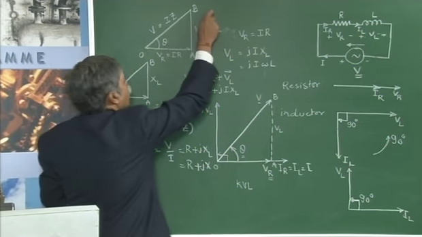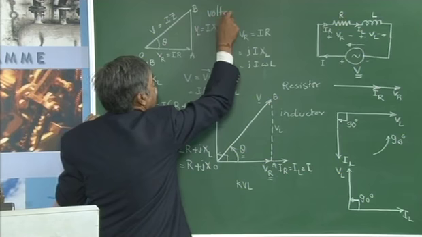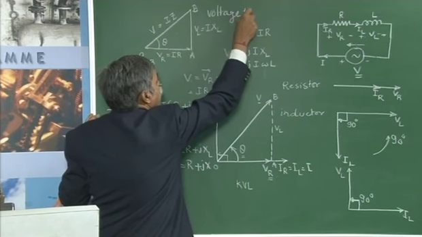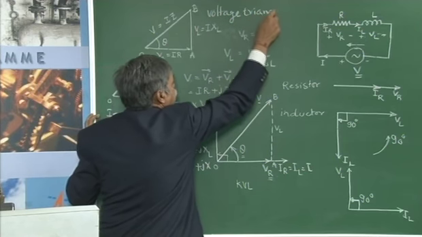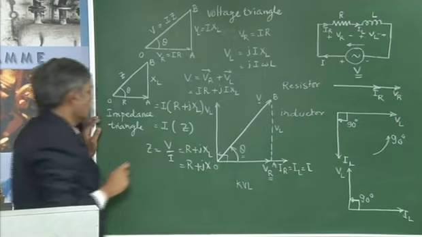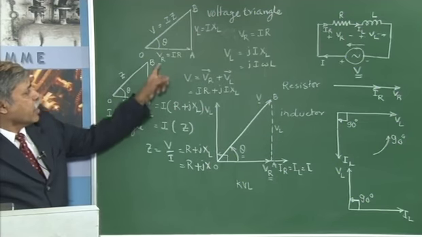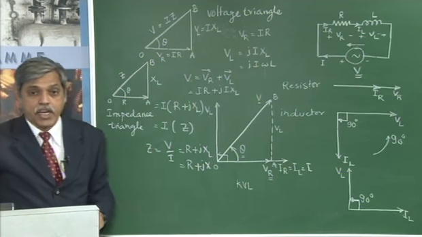And this triangle what you have, I can call it a voltage triangle, because all the three sides here represent the voltage. This is an impedance triangle and this is the voltage triangle.